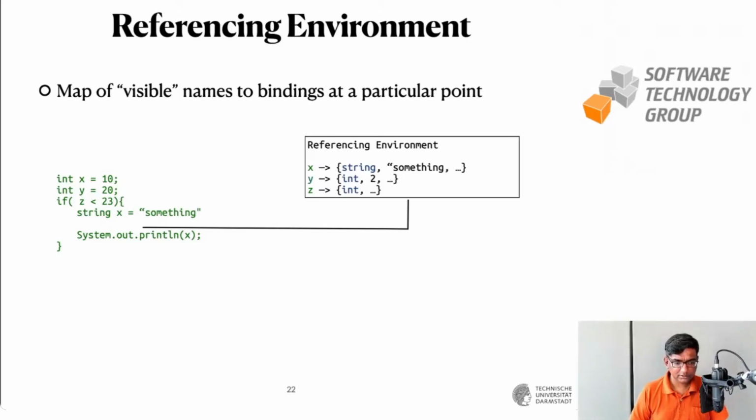Now, as you can see, the important thing is the value of x was 10 before, but if your programming language allows you to completely redefine variables at a later point, it would be reassigned to string. So that's why at this point in the referencing environment, you don't see the value 10 or the type int for x inside your conditional.